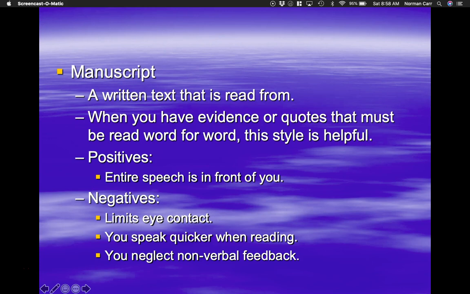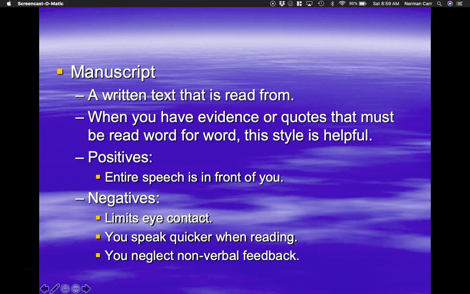Another type of delivery is manuscript. Manuscript is where you have the written text and you read from it. Most of you, when you do your formal presentations in here, will use manuscript, which means you'll just take an entire copy of your speech, take it up to the podium, and read it. The nice thing about manuscripts, if you have evidence, if you have quotes that you must use word for word, is that this is a helpful style to use.